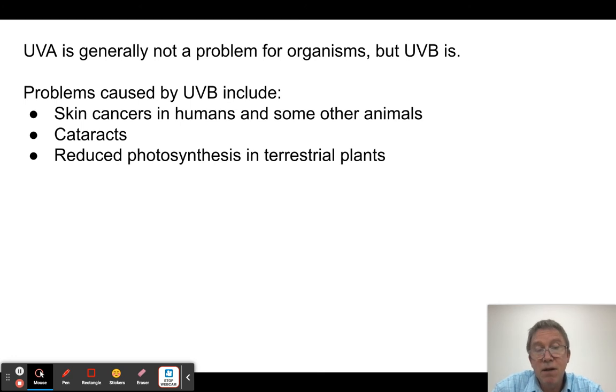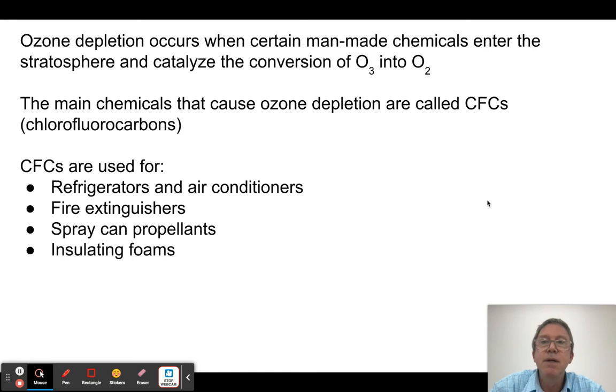So UVB, I alluded to cancer, which it causes, but it also causes cataract. So a lot of us, if we live old enough, will have to have the cornea of our eyes removed. I've had this happen to many of my friends, my parents, relatives. And it can also cause reduced photosynthesis in plants, which impacts all food webs that are reliant upon them. So we don't want to have increases in UVB light hitting the earth because it can impact the entire global ecosystem. Now, ozone depletion, unfortunately, is something that humans have precipitated unknowingly, but this story actually has a happy ending.